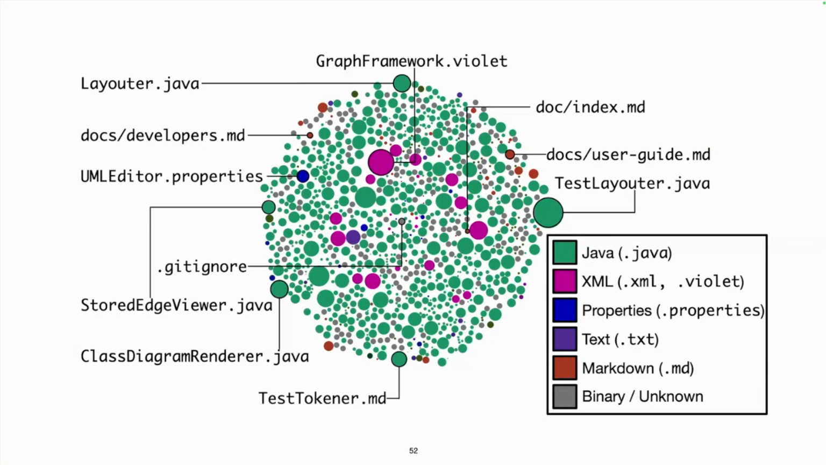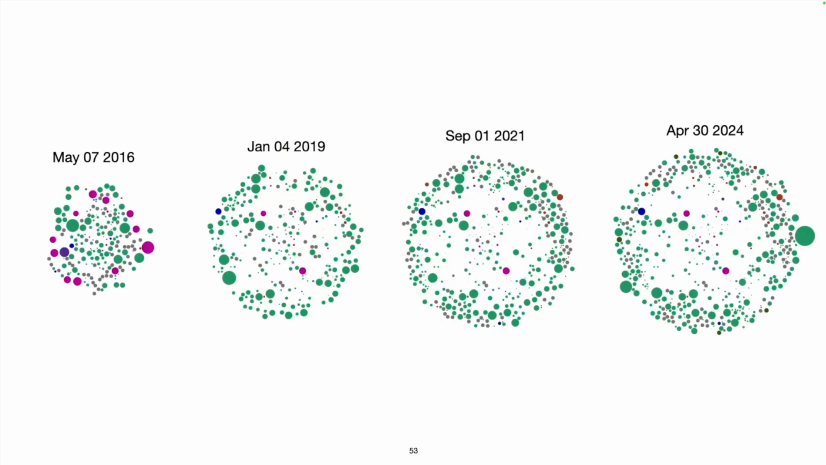So this is what we have when we sample every file in the JetUML repository. Simply, again, we start from the oldest file, which in this case is the gitignore. If I can find the pointer, yeah. And then all the other files kind of grow out of it. And then here we have some snapshots of the evolution at each point in time.